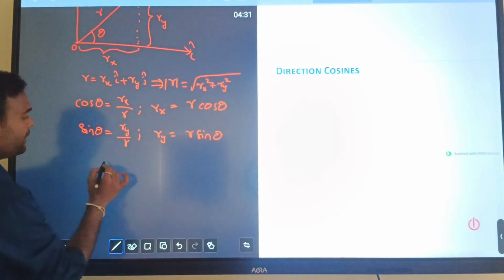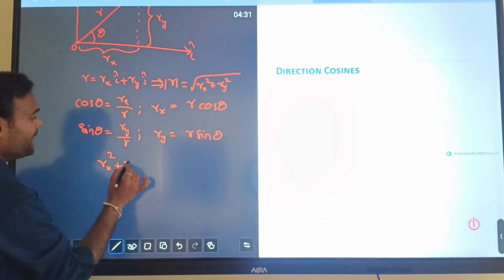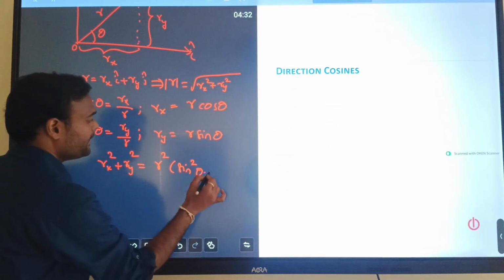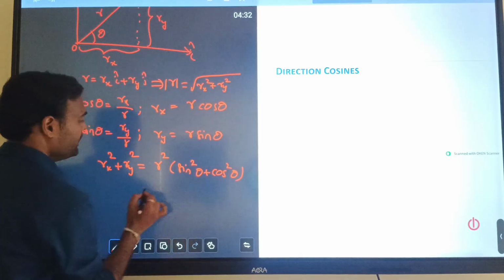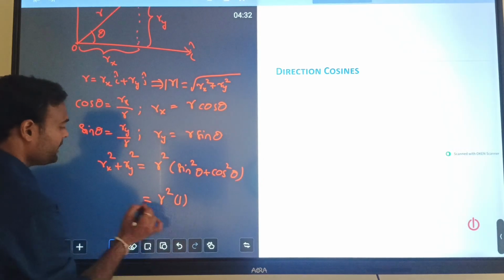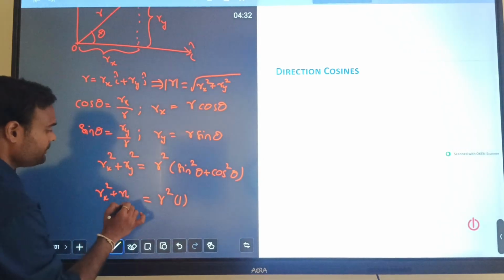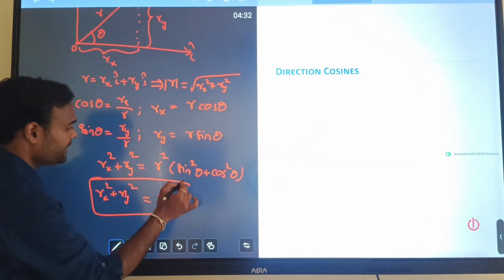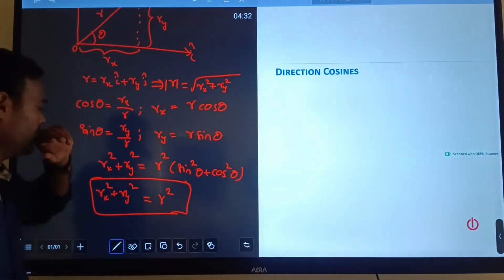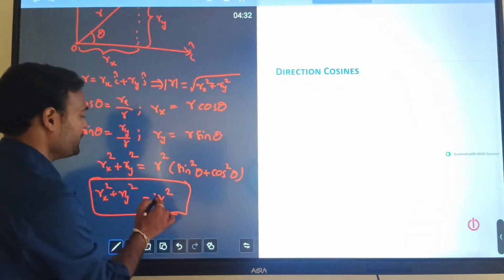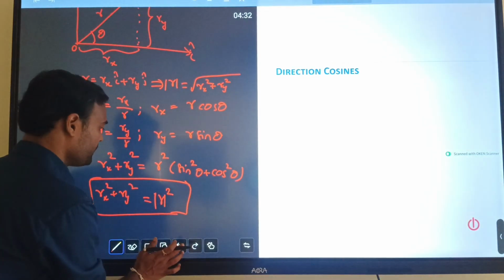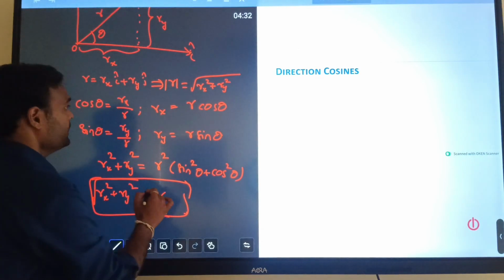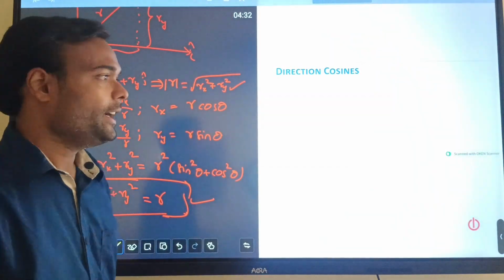Similarly, if I am squaring and adding these two, rx square plus ry square is equal to r square (sin square theta plus cos square theta). And we know from trigonometry, sin square theta plus cos square theta is equal to 1. So obviously we are getting the same answer for the position vector magnitude. The magnitude of the position vector becomes r, under root. Now this one and this one will be the same.